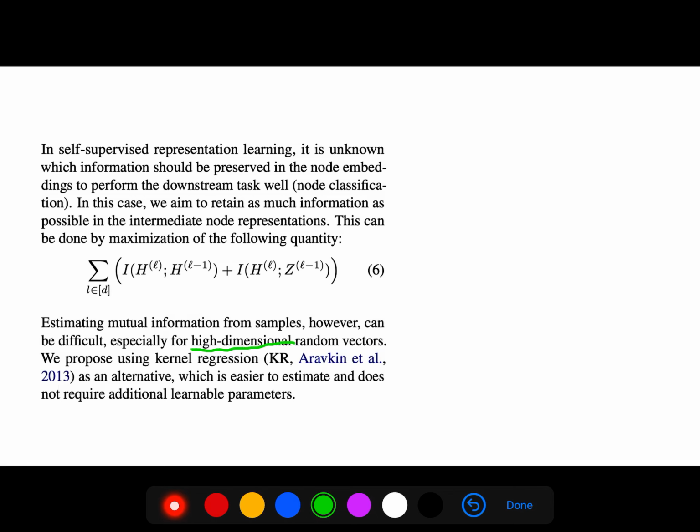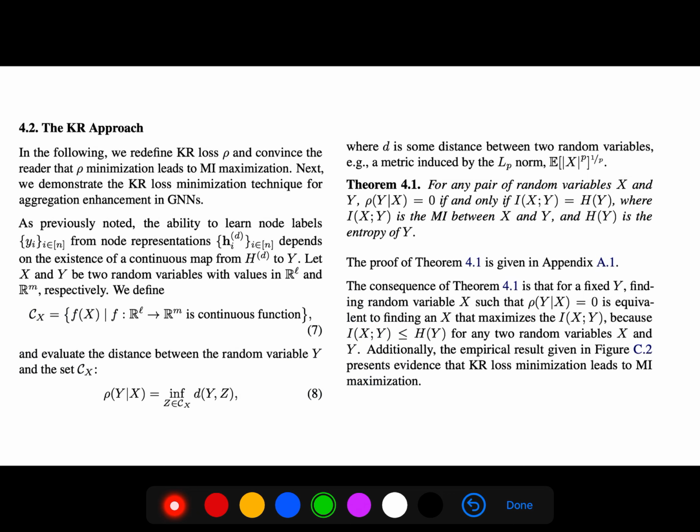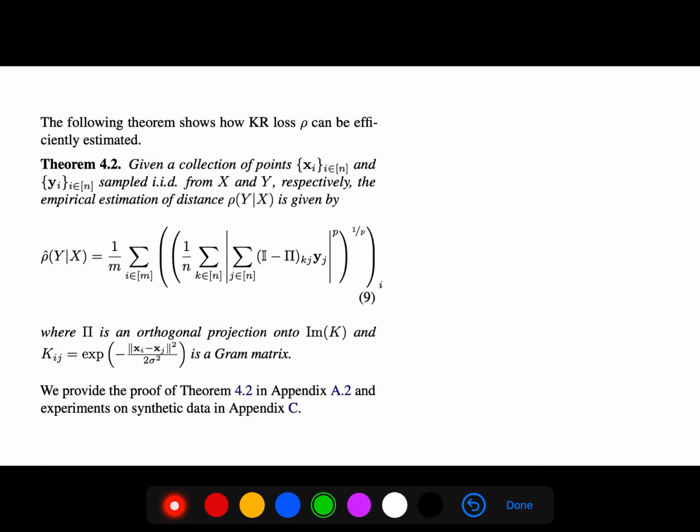Mutual information in high-dimensional random vectors is hard, but they propose this kernel regression, which is easier to estimate and does not require additional learnable parameters. So they introduced this important variable, the distance between the random variable Y and the set C of X we want to evaluate. D is just the distance between two random variables. The important thing about this rho is in this theorem that says you can have an empirical estimate, and you see it's related to this one.